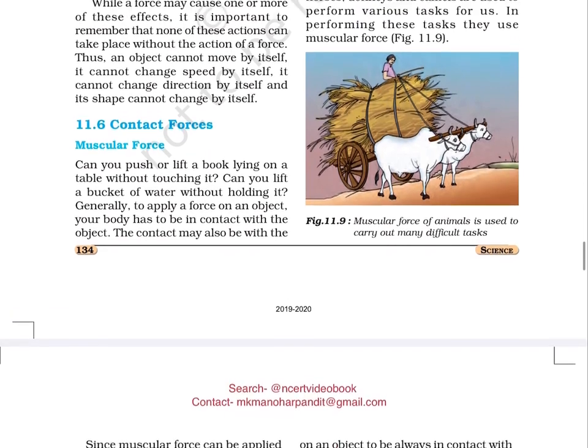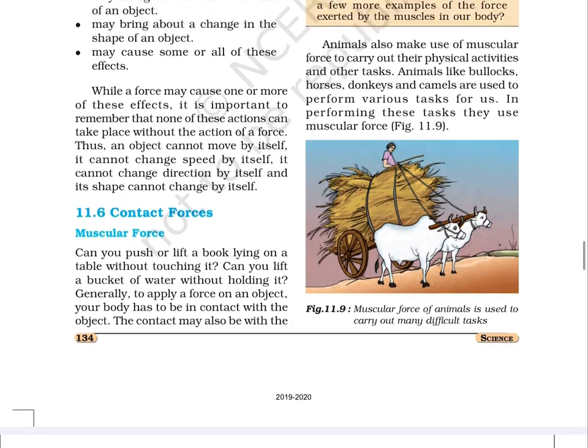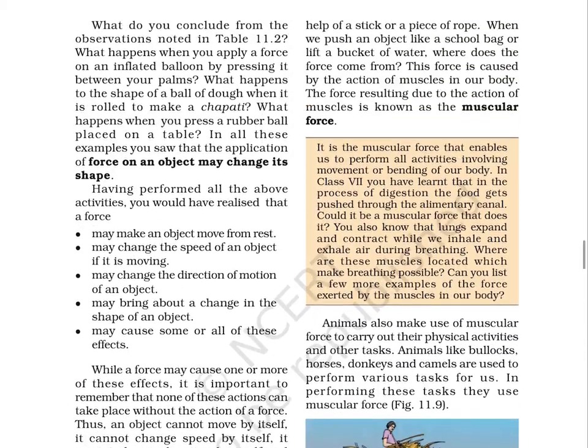11.6. Contact forces. Muscular force. Can you push or lift a book lying on a table without touching it? Can you lift a bucket of water without holding it? Generally, to apply a force on an object, your body has to be in contact with the object. The contact may also be with the help of a stick or a piece of rope.